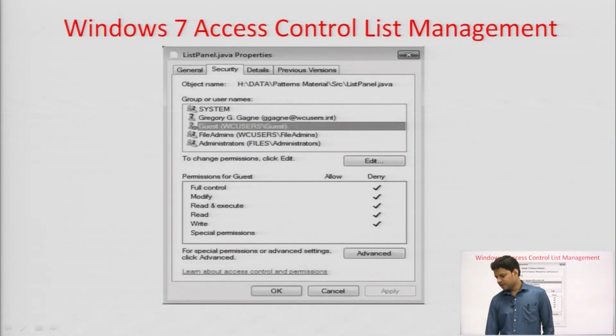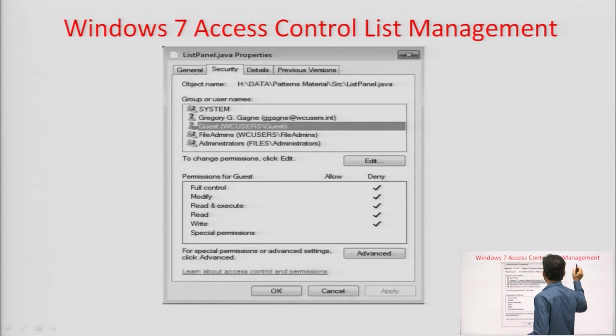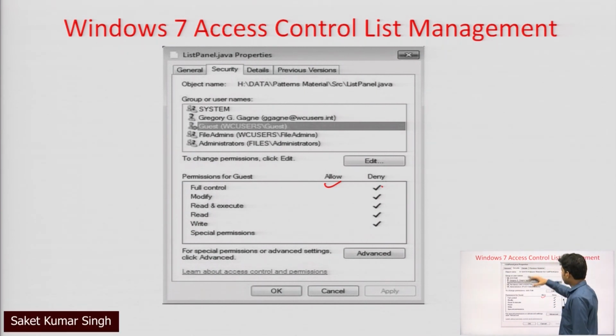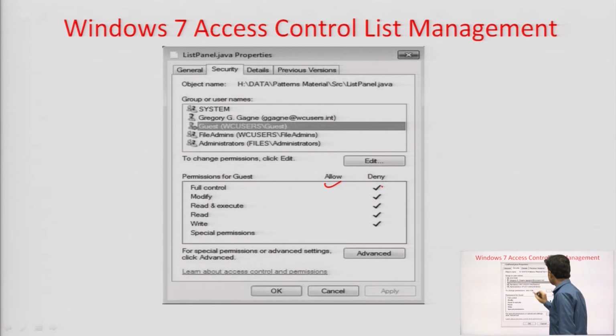This is the Windows 7 access control management. Here you can see you can set some of the rights: if you want to give full control, allow or deny; if you want to give modify control; if you want to give read and execute control. This is a Windows 7 diagram, and you can see what rights you want to give the guest user.